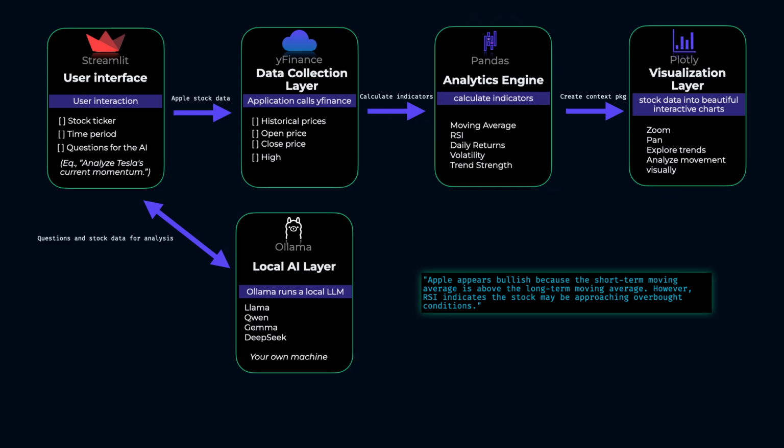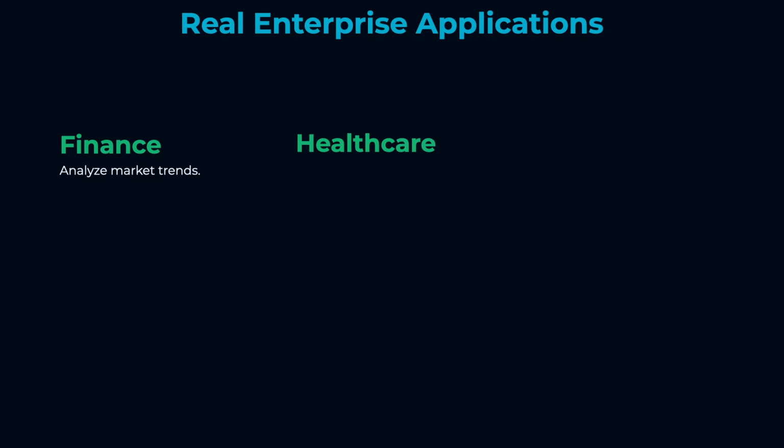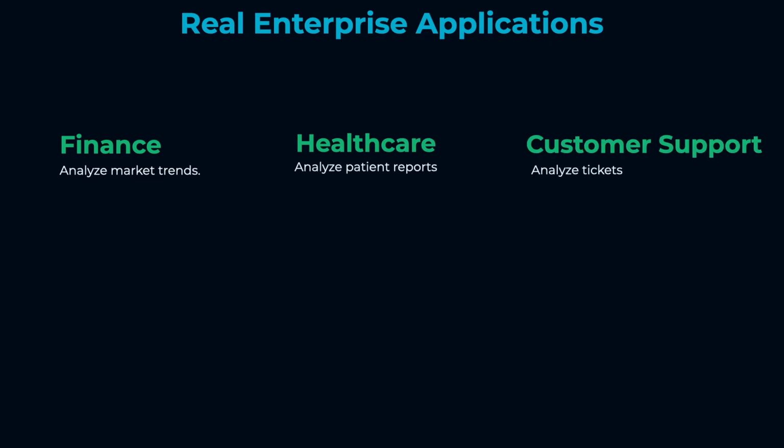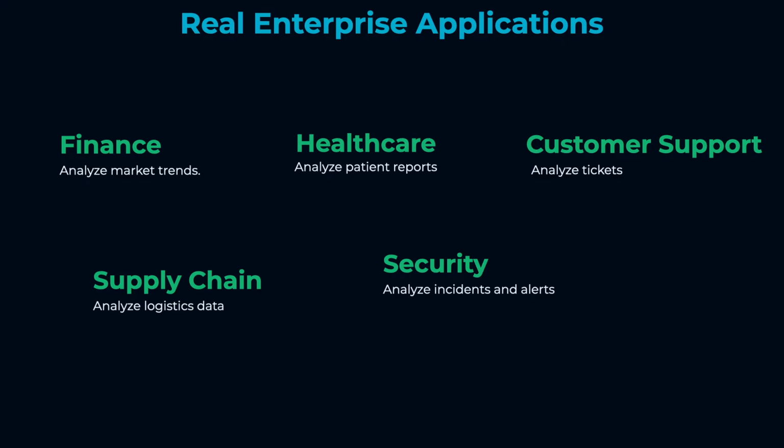So let's understand other real enterprise applications. Take finance: we can build a tool using the same architecture to analyze market trends. Healthcare, analyze patients' records. Customer support, analyze tickets. Supply chain, analyze logistics data. Security, analyze incidents and alerts. The pattern remains identical. The same architecture we can replicate to solve all those problems.